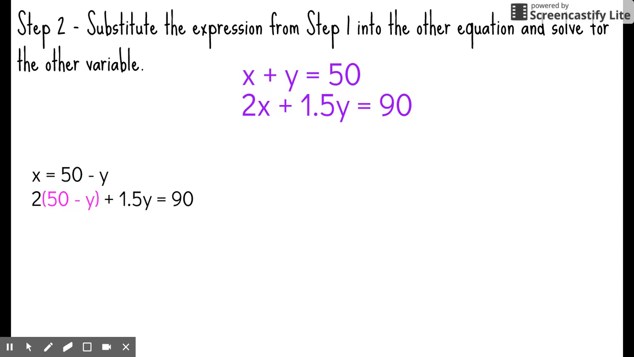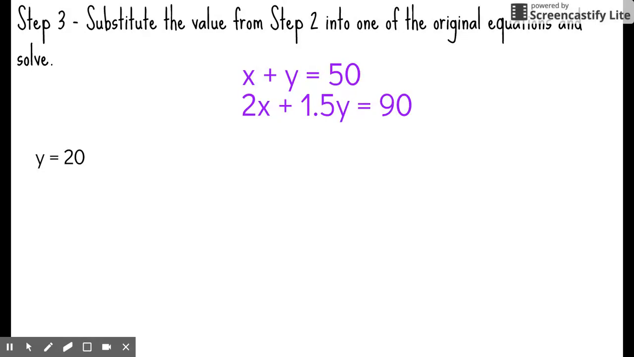So because the 2 is hugging the parentheses there, that tells us we are going to distribute. When we distribute, we get 2 times 50 equals 100, and 2 times negative y equals negative 2y, plus 1.5y equals 90. And we combined like terms and subtracted 100 on both sides, and we were left with negative half y equals negative 10, which gives y equals 20.